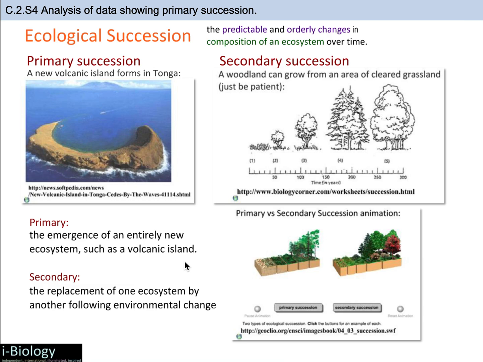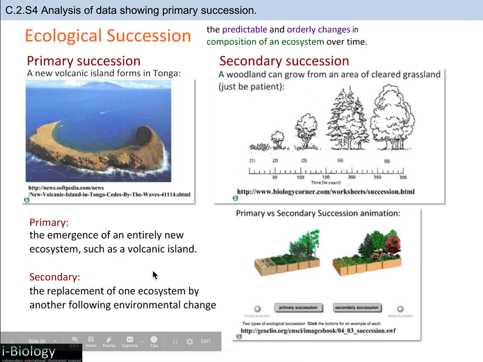Usually what we think of is like new ground that has been covered by lava and it's hardened over time. There's no growth. So this picture here is a new volcanic island that forms in Tonga. So that would be primary succession. Or when a glacier retreats for the first time and the ice melts away, when I say retreat, it's melting away, that land has not seen growth ever potentially, and that would be considered primary succession. It's its first emergence of a new ecosystem.